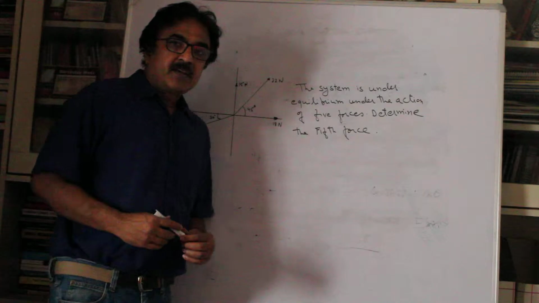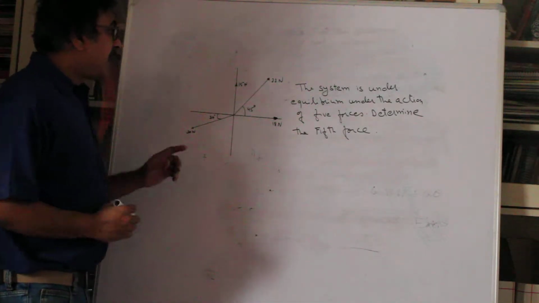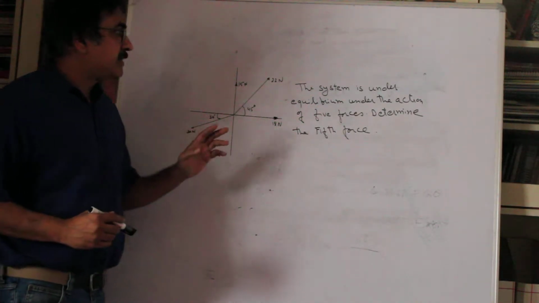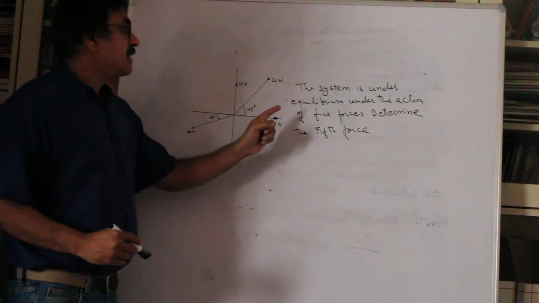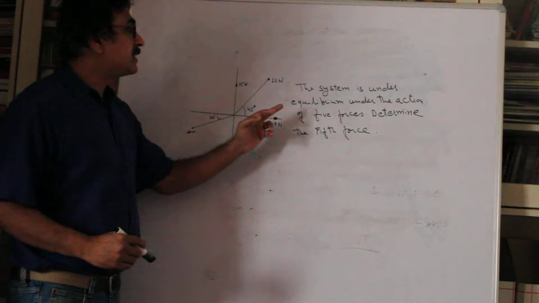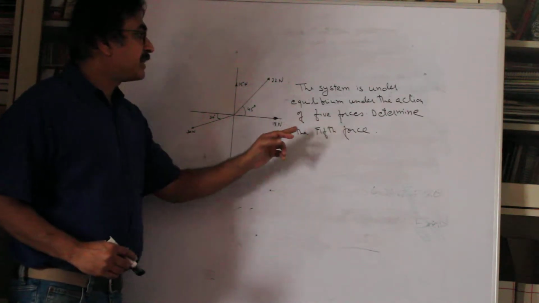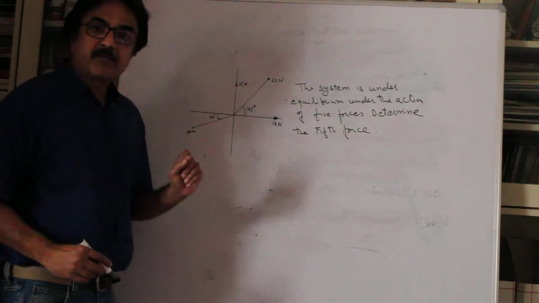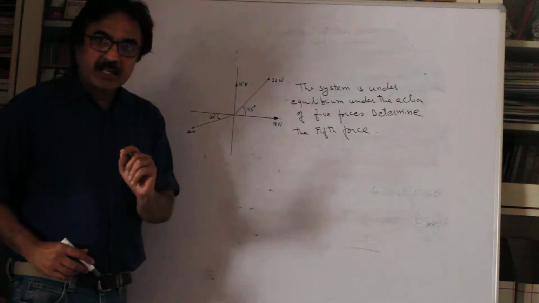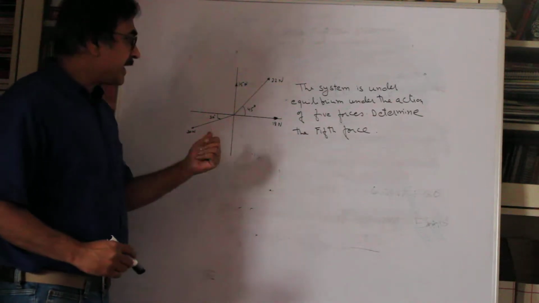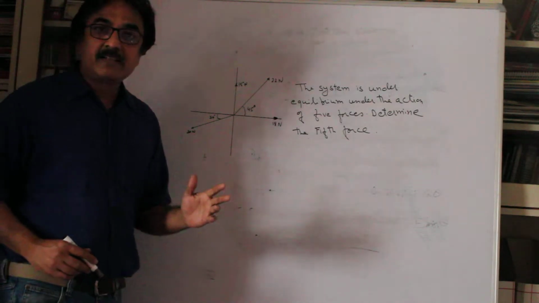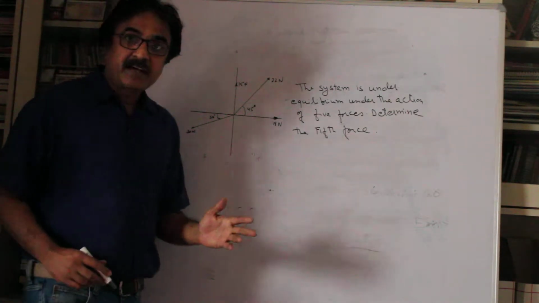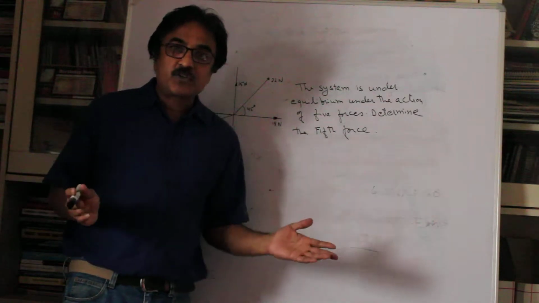Welcome back. So this is one more problem, and it states that the system of these forces is under equilibrium under the action of 5 forces. Determine the 5th force. You are given 4 forces, and as you can see you are given their magnitude and the directions. That means the angles which these forces make with the x-axis. That is also given to you.